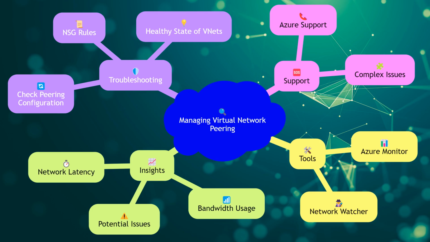Monitoring and troubleshooting are critical aspects of managing virtual network peering. Use Azure Monitor and Network Watcher to track the performance and health of peered connections. These tools provide insights into network latency, bandwidth usage, and potential issues. If connectivity problems arise, check the peering configuration, NSG rules, and ensure that both VNets are in a healthy state. Azure support can also assist in resolving complex issues.